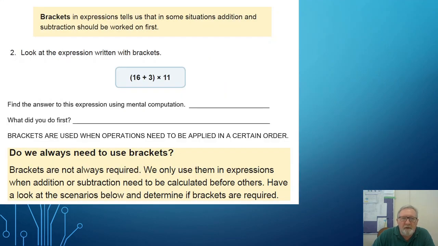Now brackets is what we're focusing on here. Brackets in expressions tell us that in some situations, addition and subtraction should be worked on first. So we've got the same numbers involved in this one here, but the brackets tell us that we need to add 16 and 3 first. So can you work out the answer to this one using mental computation? Or you can use your calculator if you need to. Don't forget, yesterday I encouraged you to use a calculator because we're learning the conventions here, and that's what we need to focus on. All right, so pause the video and see if you can answer that one.